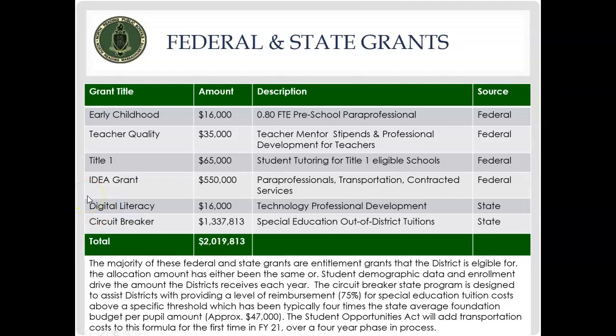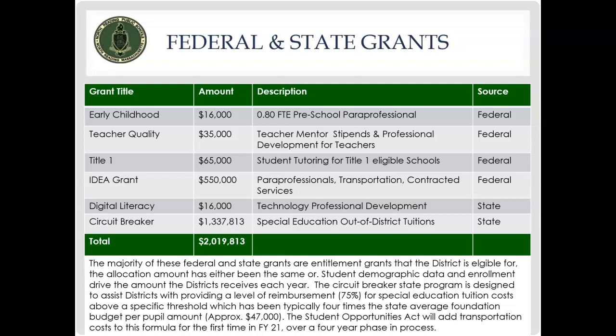So what makes up some of our annual federal and state grants? These are the ones that we've relied on on an annual basis. The majority of these are entitlement grants that the district is eligible for. The allocation amount has either been the same or it's set annually by specific student demographic data, and enrollment data drive the amount the district receives each year.